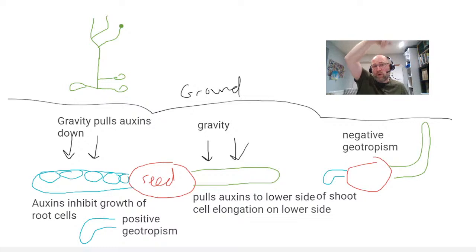And the reason being, gravity is going to pull the auxins to the lower side, inhibiting the growth of the root on the lower side, meaning that the upper side is going to grow more and bend the roots down. That is why if you put a plant upside down, its roots will still grow down, and that's positive geotropism. It's because auxin inhibits growth in root cells but elongates and promotes growth in shoot cells, so it has a different effect.